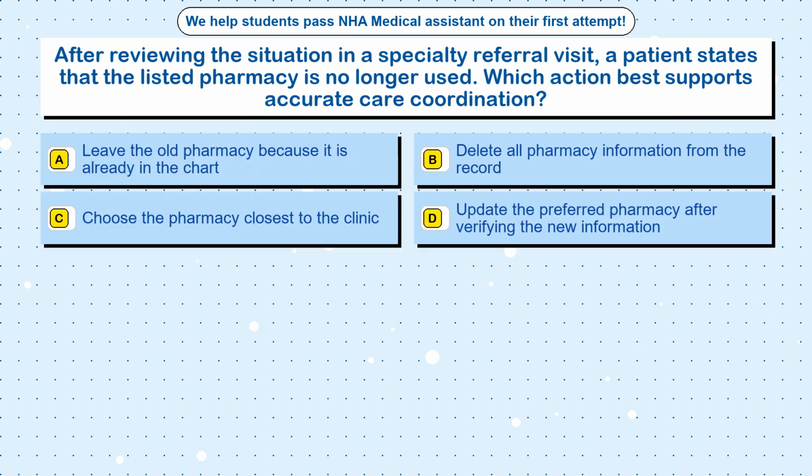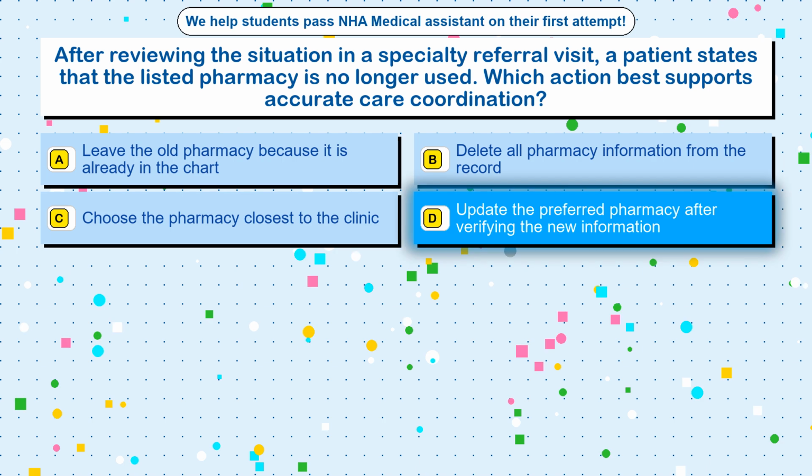Question 6. After reviewing the situation in a specialty referral visit, a patient states that the listed pharmacy is no longer used. Which action best supports accurate care coordination? Option A, leave the old pharmacy because it is already in the chart. Option B, delete all pharmacy information from the record. Option C, choose the pharmacy closest to the clinic. Option D, update the preferred pharmacy after verifying the new information.